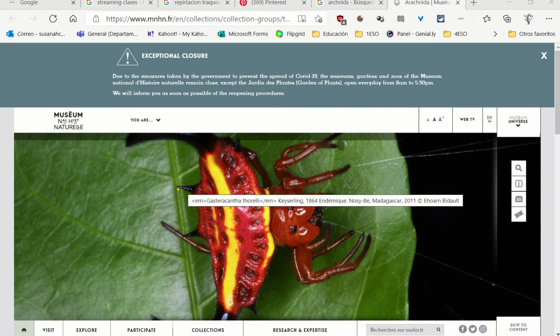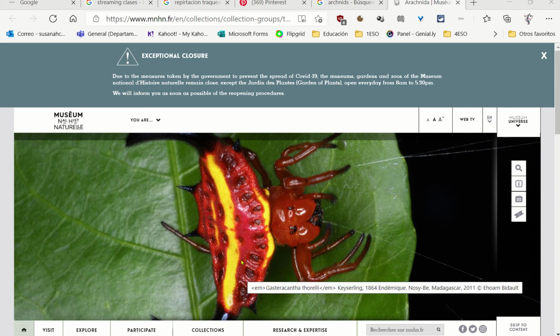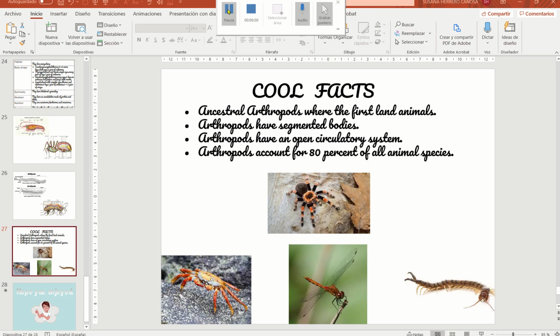Cool facts. There are very strange animals. This is an arachnid, and it looks like the Spanish flag, yellow and red, but this is not Spanish. Real cool facts are, for example, arthropods have segmented bodies, they have an open circulatory system, around 80% of all animal species are arthropods, especially insects, and they were the first land animals.